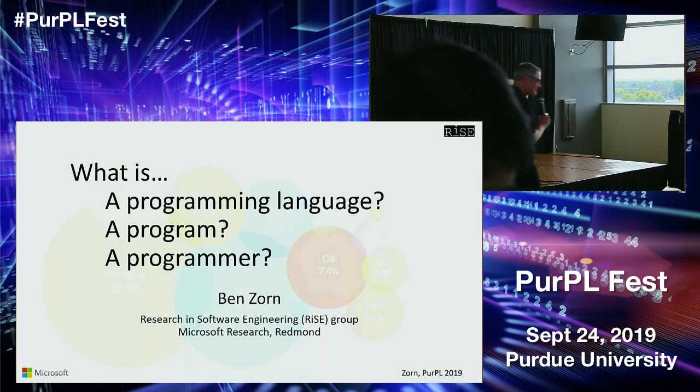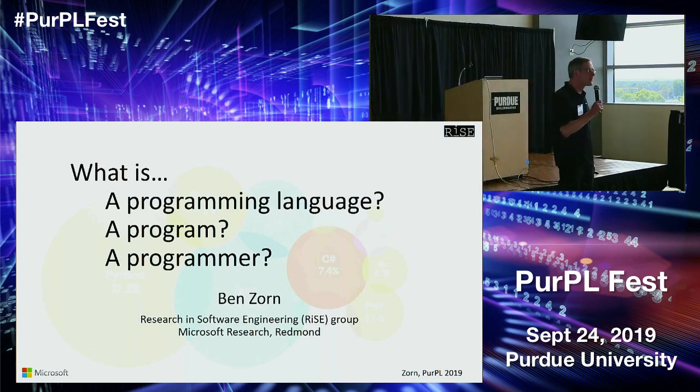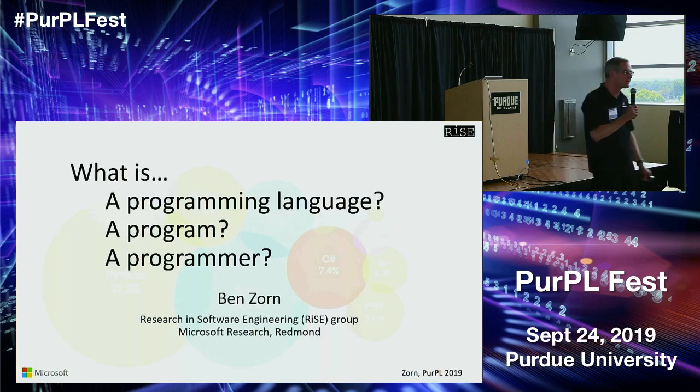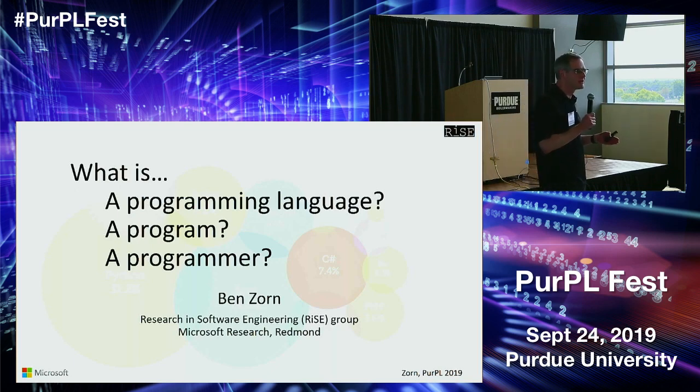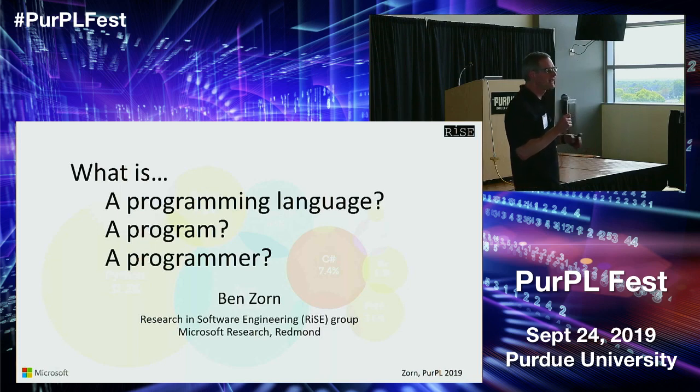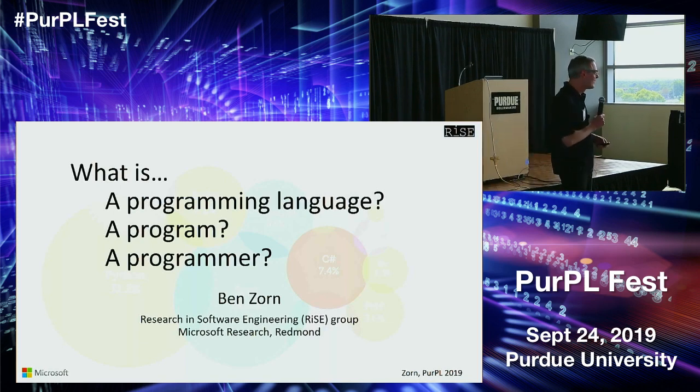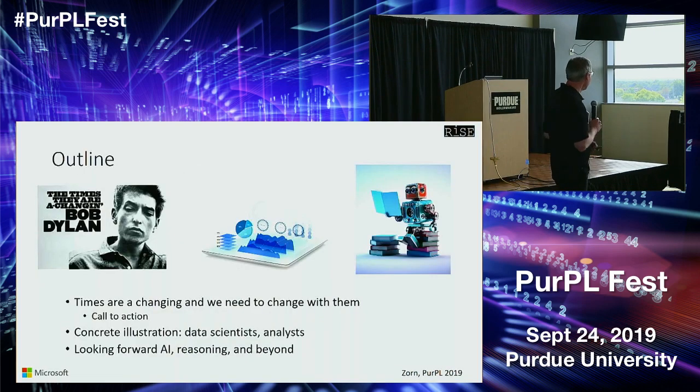So I'm Ben Zorn. I work in the Research and Software Engineering group inside Microsoft Research in Redmond. And I'm here today to talk a little bit about my perception about the work I've been doing and what motivates me in my research agenda with respect to understanding potential users. So to start with that, I'm going to talk a little bit about my history so you get a little sense of where I come from and what I do.